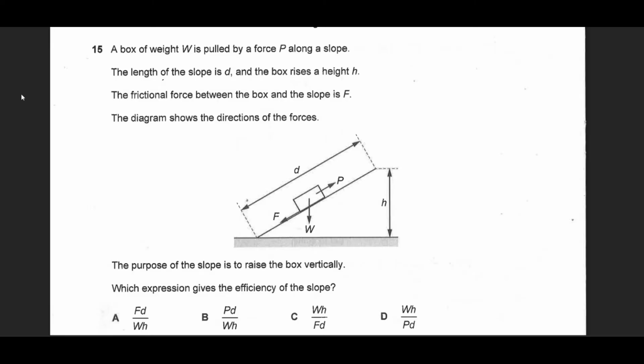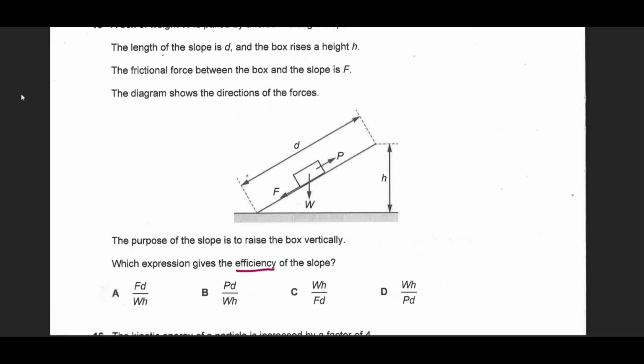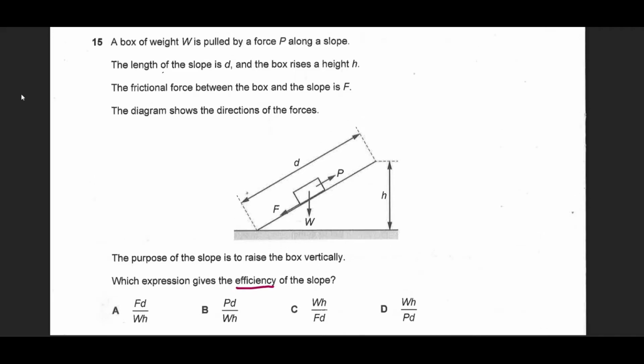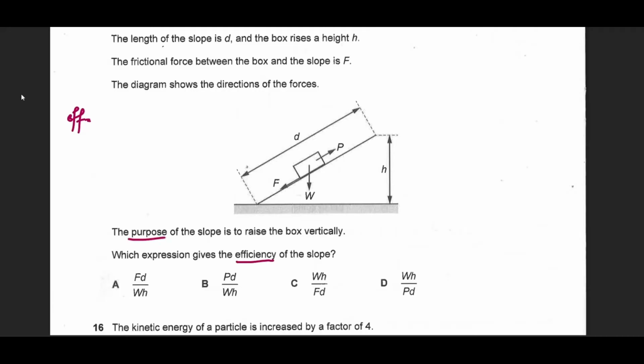Question number 15, he says, what's the expression for the efficiency of the system? Now the efficiency calls for the idea of what you want the system to do. What was your purpose, your task or goal or the job that you wanted to do with this? So let's read the question and see, can we find out the job of the system? Box of weight this and this, length of this and this, friction force is this, the diagram shows direction. Okay, fine. The purpose, the task, the job of the slope is to raise the box vertically.